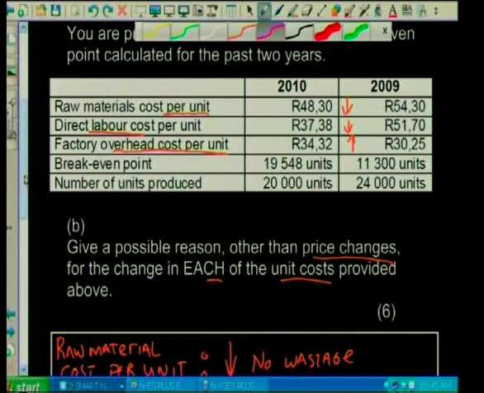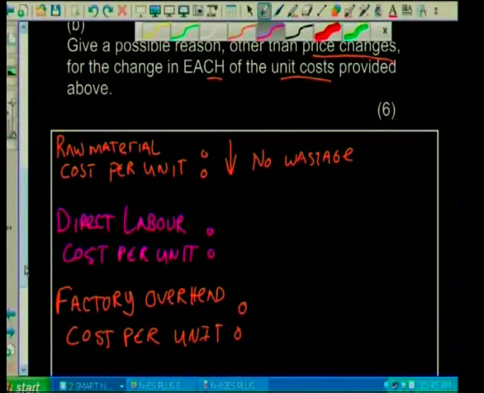A possible reason for this decreasing, people, is that your workers are probably working very, very efficiently. They are not wasting any time. There could have been absolutely no overtime, and as a result, your direct labor cost per unit has decreased. So instead of the workers taking their 5-minute smoke break or walking around, they decide, okay, I'm coming to the factory to make chocolates, so I'm not going to waste any time. I'm going to work during that 8 hours that I should be working.